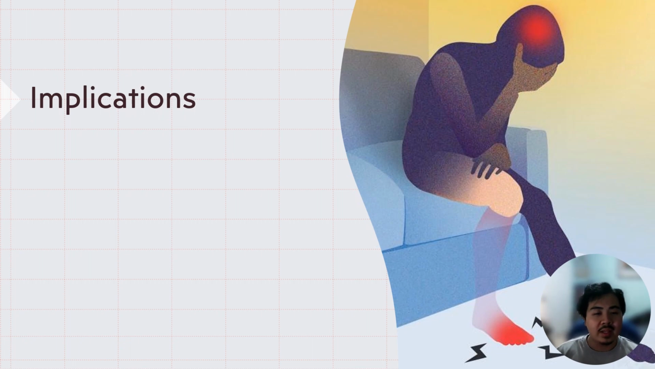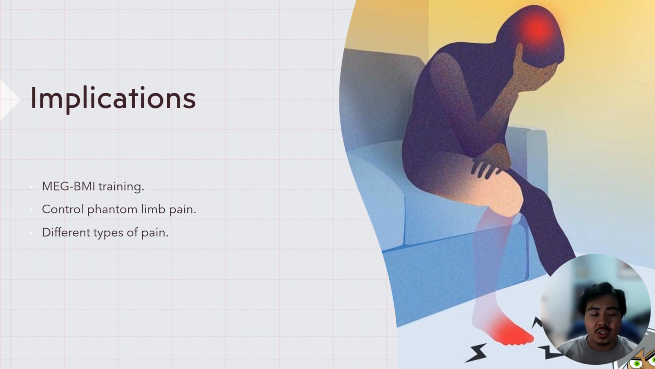Their results leave many implications to come. The MEG-BMI training provides an alternative method to change the information of motor representations to effectively control a patient's phantom limb pain. Not only may this method be used clinically as a tool in treatment, but it can also be used for further research on the different types of pain elicited in phantom limb pain.